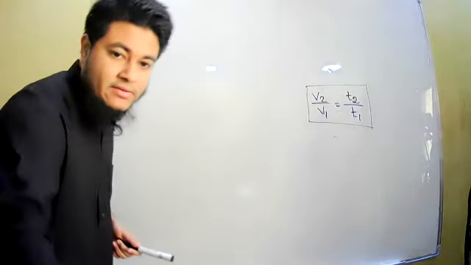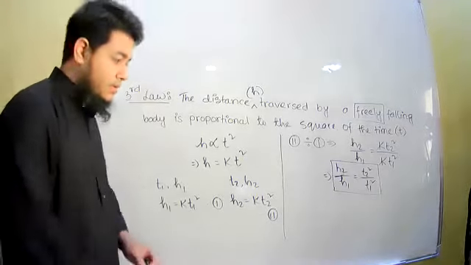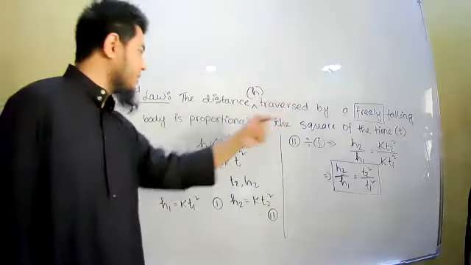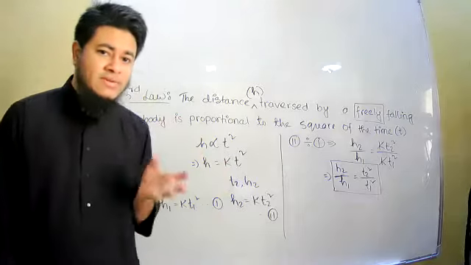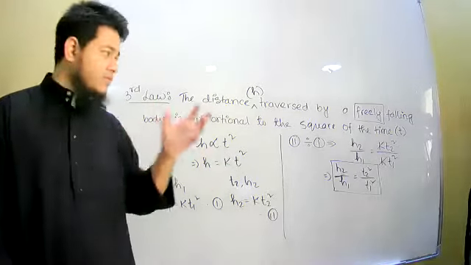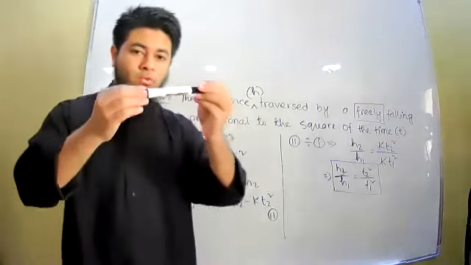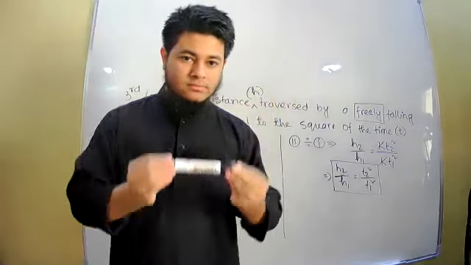So I will write the third law on the board. Okay, let us go through it. The distance traveled by a freely falling body. At first, let us try to understand what we mean by the distance traversed. Traverse means, I already told you, travel. The distance traveled. So when I leave a body from a certain height, what will happen?